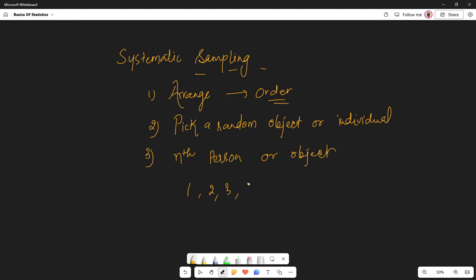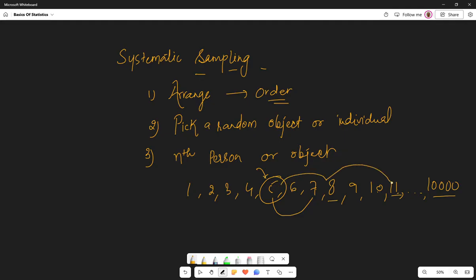Suppose I've given IDs to my population as 1, 2, 3, 4, 5, 6, 7 and so on, and there are 10,000 people. So 10,000 IDs I've given. Randomly I select this person, and from there every third person, first, second and third, first, second and third, and so on. I keep on selecting every third person. The first place I select randomly, and from there every third person I select for my sample. So after 11 it will be 14, and 17, and 20 and so on. So this is called systematic sampling.